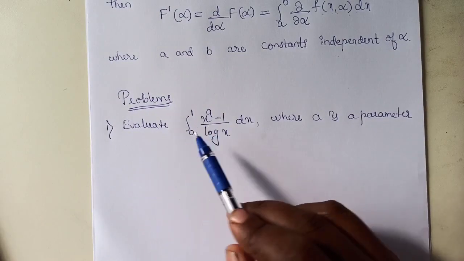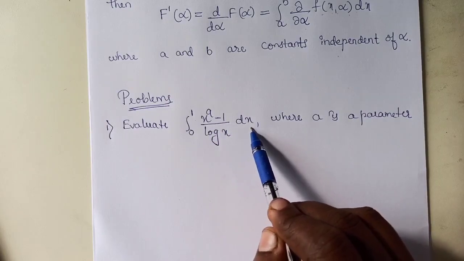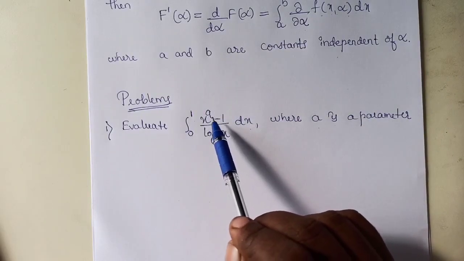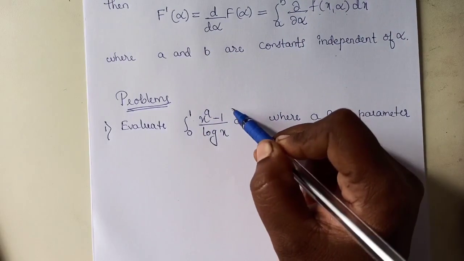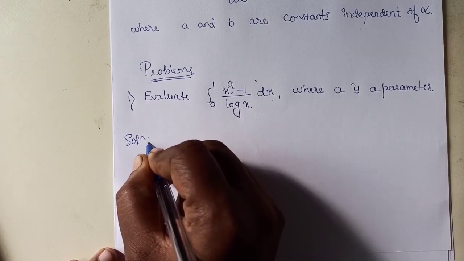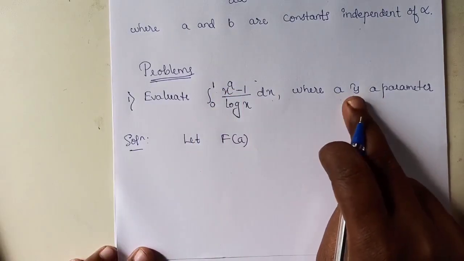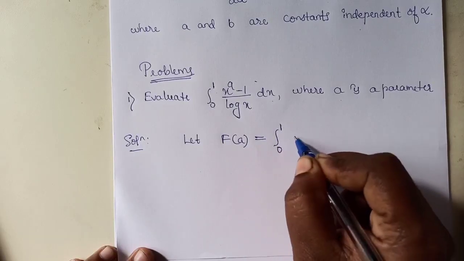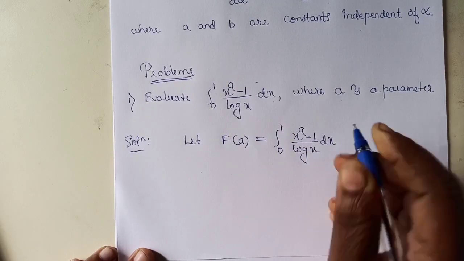Evaluate the integral from 0 to 1 of (x^a minus 1) divided by log x dx, where a is a parameter. To apply the Leibniz rule we have to differentiate this function with respect to a, so this is F(a), right? Solution: let F(a), because here a is a parameter, equal to the integral from 0 to 1 of (x^a minus 1) divided by log x dx.